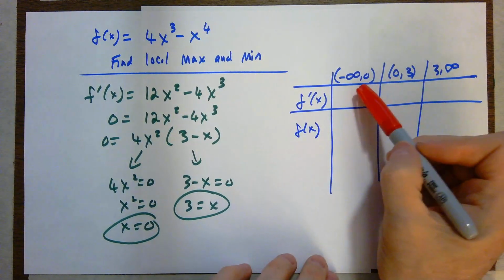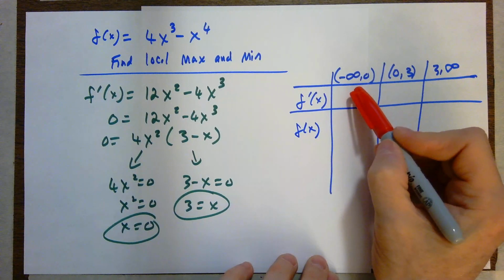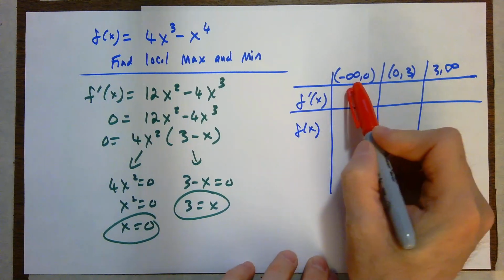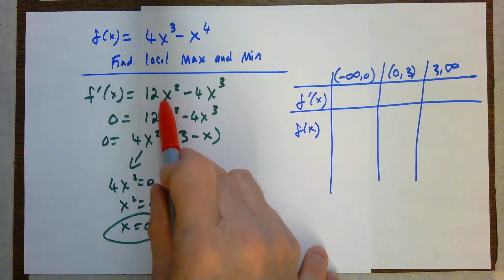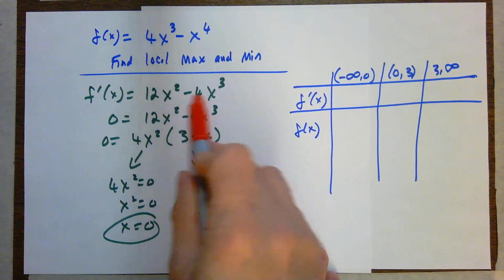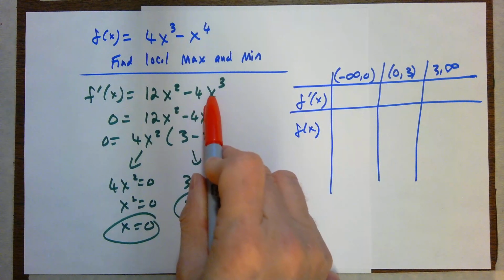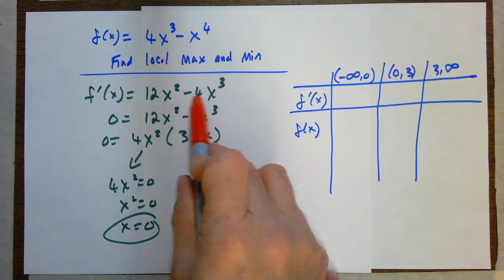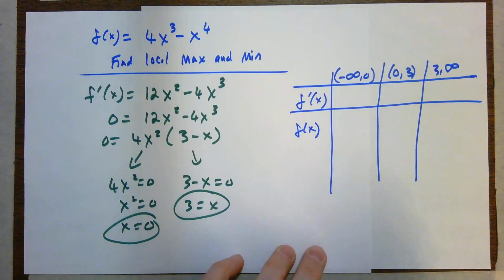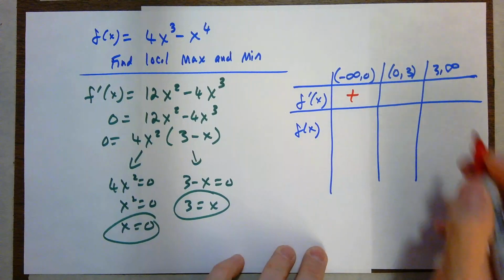All right, so picking some test values. If I pick a test value in here, something like negative 73, and plug that into my derivative, I'll save you a little bit of time. When I take a big negative number and cube it, a big negative times a negative is going to be negative, so it's going to be positive here. It's definitely going to be positive right here.